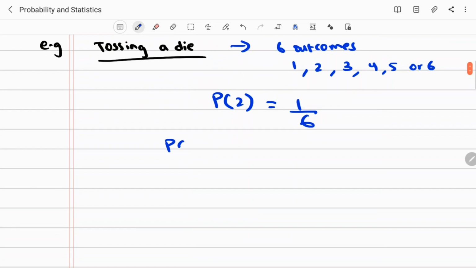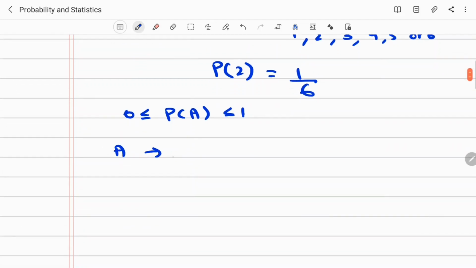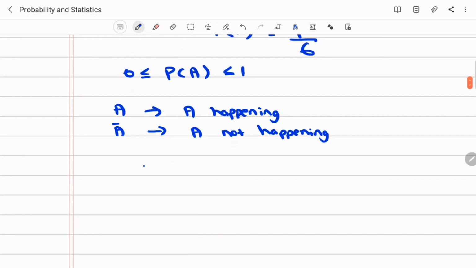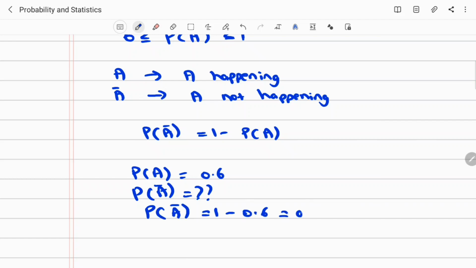The probability of any event A happening will always be between 0 and 1. It cannot exceed 1. If A is the event A happening, we usually define A dash as the event A not happening. And what is the relationship between their probabilities? The probability of A dash would be 1 minus the probability of A. So let's say the probability of event A happening is 0.6. What is the probability of the event A dash happening? That will be just 1 minus 0.6, which will be 0.4.